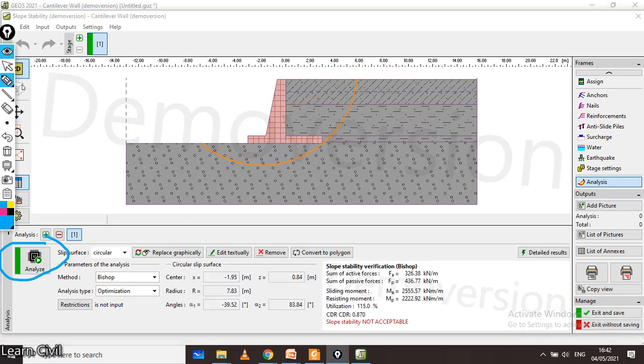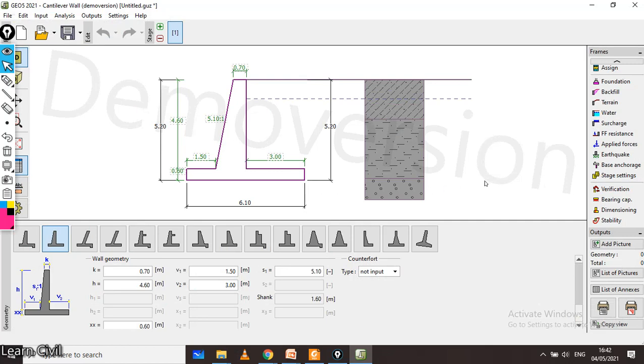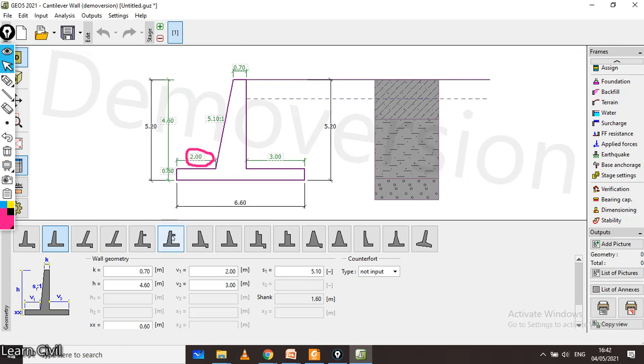Okay, you can again see here the slope stability is not acceptable for these dimensions of the retaining wall again. So next we have to again increase the dimensions. Why are we increasing one by one? Because we want economy at the same time, therefore we are increasing the dimensions one by one. Let us increase the width of the toe slab from 1.5 meter to 2 meter. Let us check what happens.